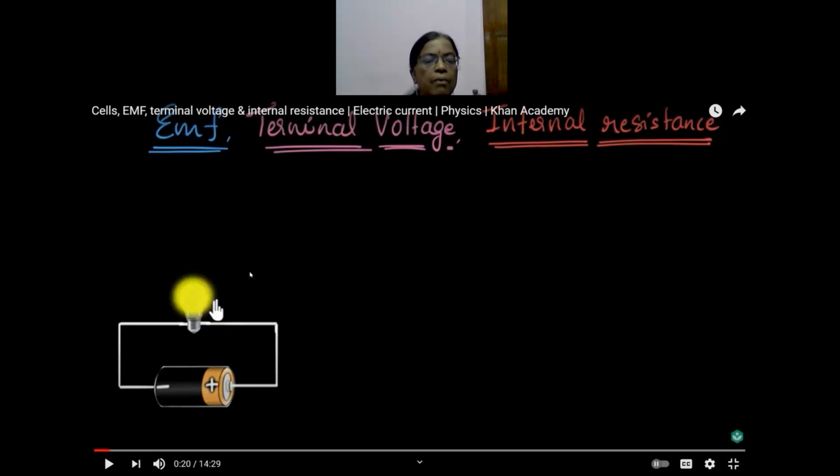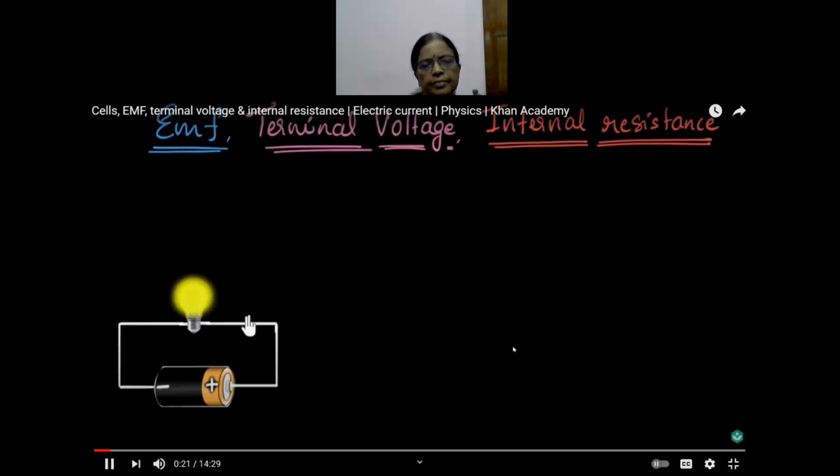So when we purchase a battery, that voltage is written on it. For example, if 9 volt is written, that is actually the EMF of the cell. At that time, we are not connecting it to the bulb at all. Whatever voltage is shown by the cell, that is the EMF of the cell. But when you connect it to a bulb, now it is connected and the bulb glows. So at that time, this bulb is drawing some current from it.